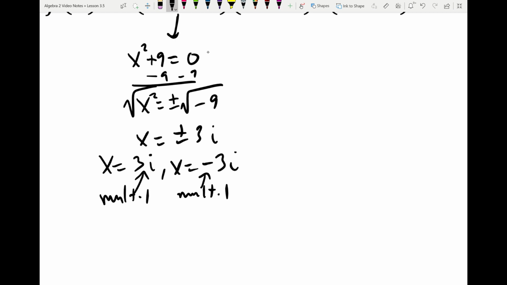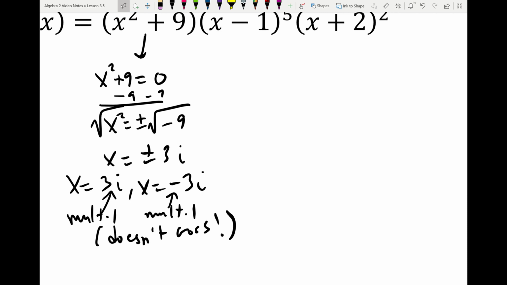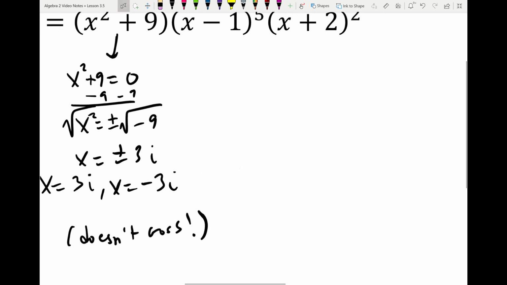But it doesn't really matter because it doesn't cross. So if it's imaginary, it doesn't even cross. It doesn't cross, it doesn't turn, it doesn't do anything. It doesn't even touch, right? So you don't really have to worry about multiplicities when it comes to imaginaries. You just say, okay, well, it doesn't cross, it's imaginary.